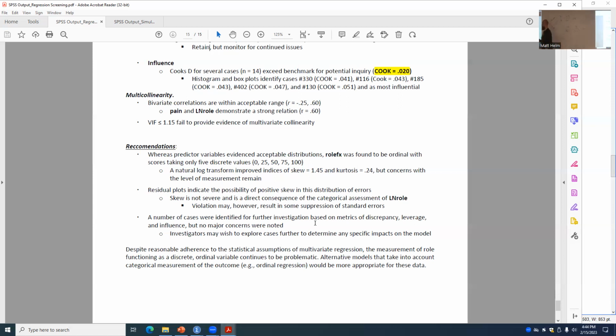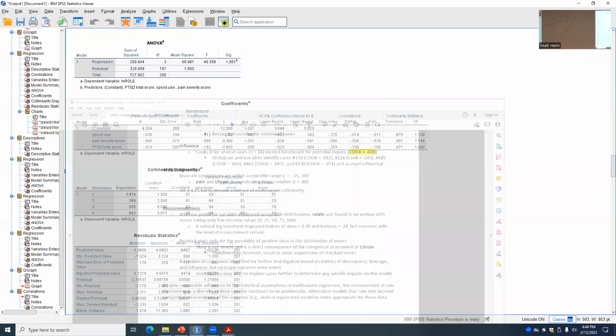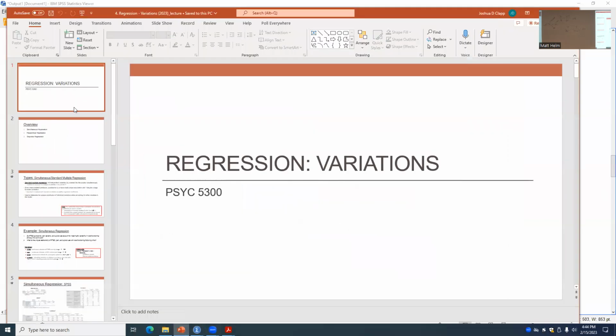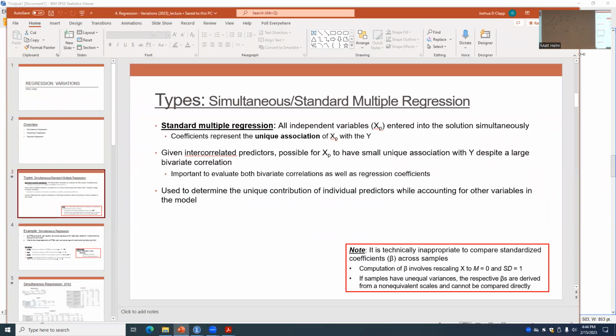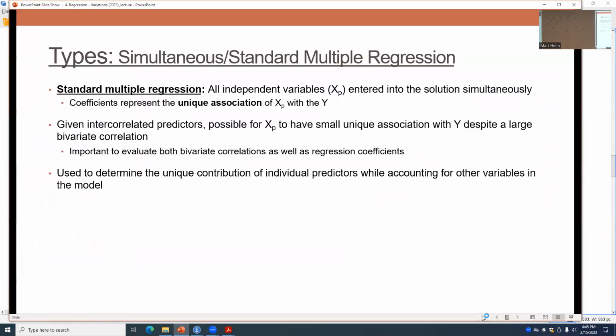All right, cool. Let's spend a few moments just talking about some variations on multiple regression. Standard multiple, simultaneous or standard multiple regression. This is what we've been working on in class.